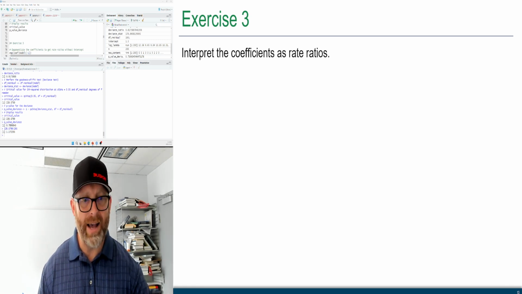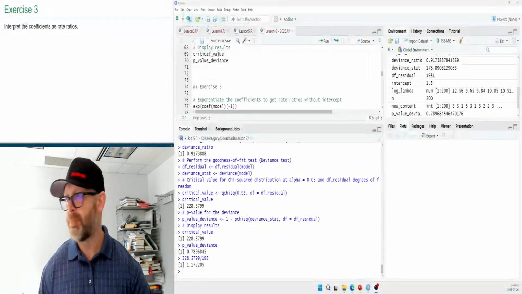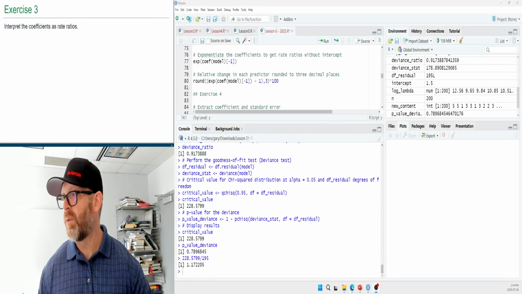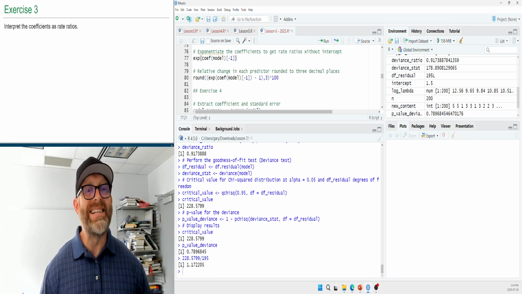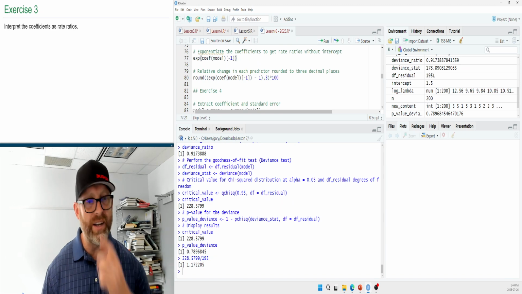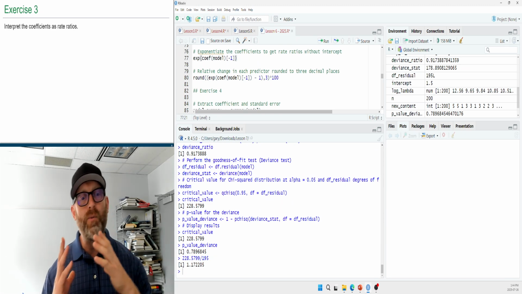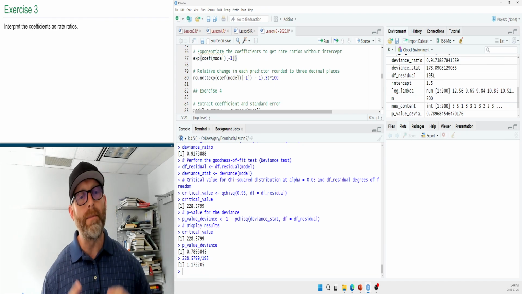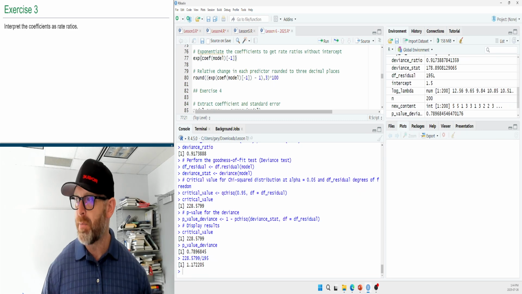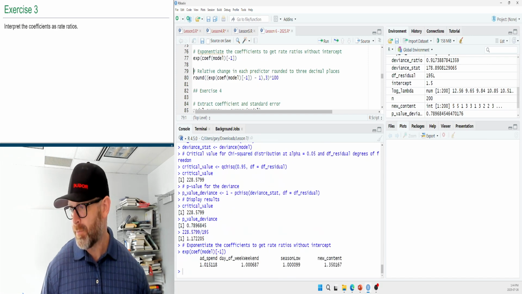So let's jump back. Exercise 3. What I'm going to do here is take the coefficients of my model. Now, I don't care about the intercept. I just care about what the change is for each one of my betas. Here I have 4 predictor variables, so I'm going to have 4 different parameters in there. So I'm just going to take that minus 1, removing the intercept from there. So I'm grabbing all of my coefficients, and I'm taking e to that.